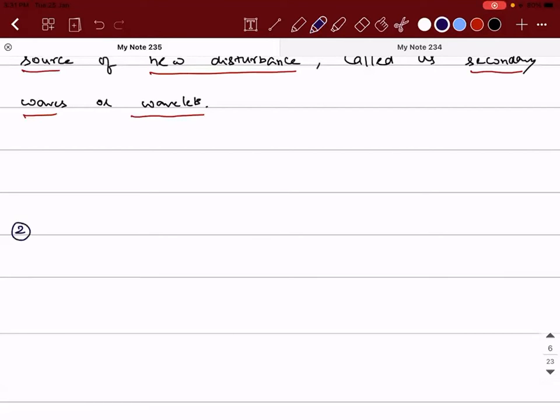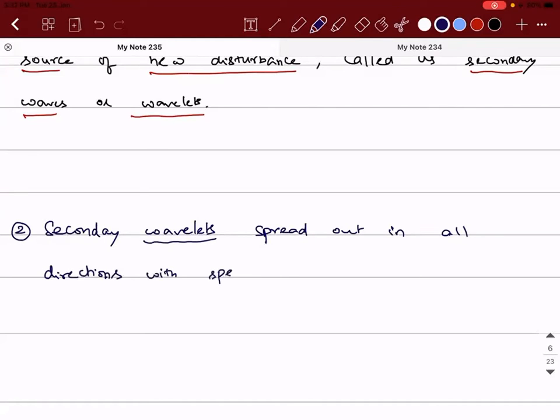Second point, secondary wavelets. Underline this word. Secondary wavelets spread out in all directions with speed of light in that medium. They will start spreading in all directions with what speed? With the speed of the light in the particular medium in which these wavelets are getting generated.